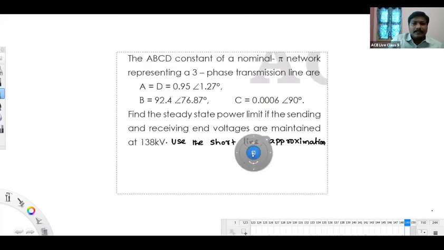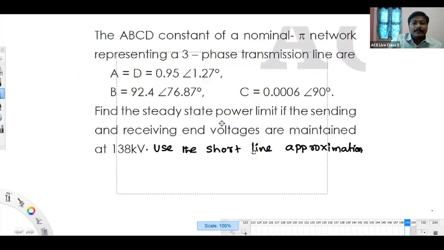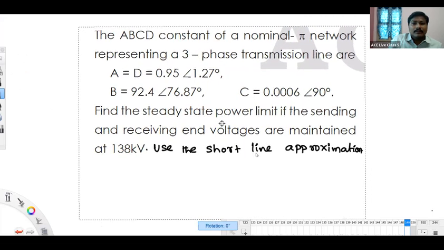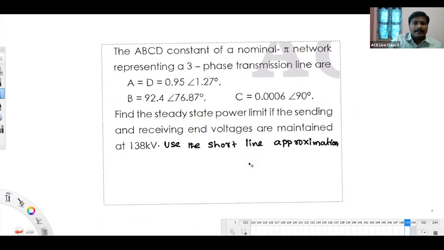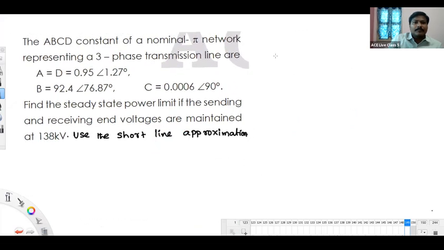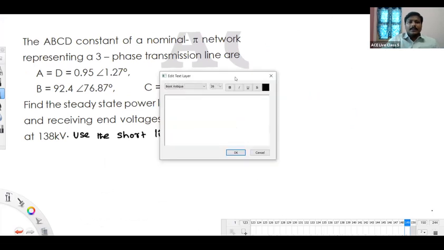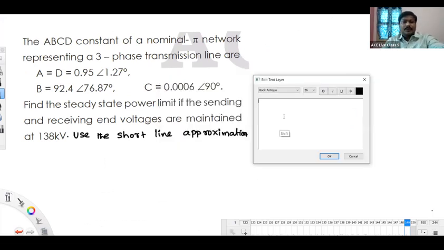Same question I am repeating. Just check this. Only one change I have made there. Just go through it.